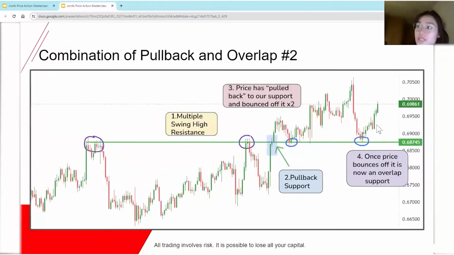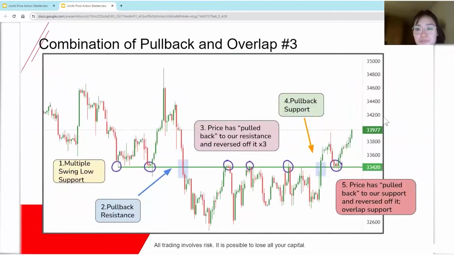Okay, here's another example. We have a couple of swing highs here, and price breaks out of the swing high resistance and pulls back to it. Once price breaks out of it, it becomes a pullback support. Once price pulls back to it and bounces off of it, then it becomes an overlap level. And once price bounces off of it again, it now becomes an overlap support.